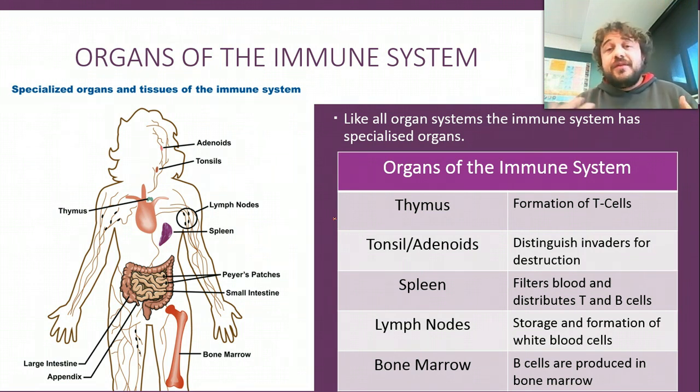The spleen, it filters the blood, so that takes out toxins, as well as distributes T and B cells, which are a type of immune cell we'll cover later on. We have lymph nodes, and this is where we store and produce our white blood cells. Now, T and B cells, they're a type of white blood cell. And bone marrow, so this is where B cells are produced.